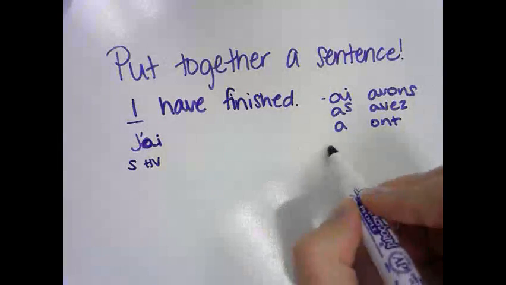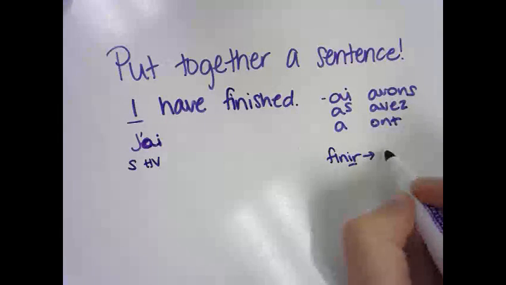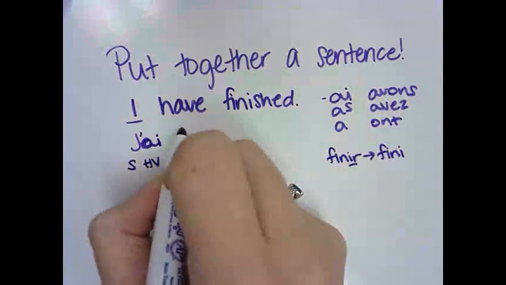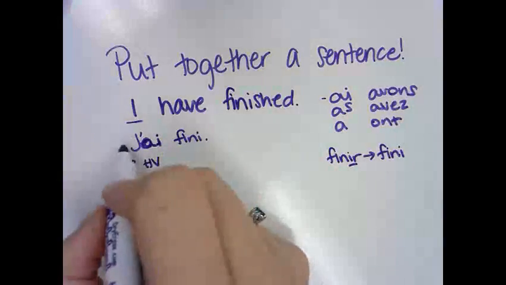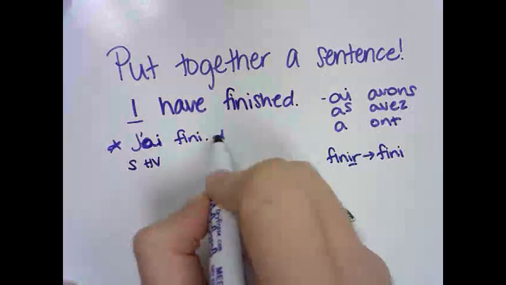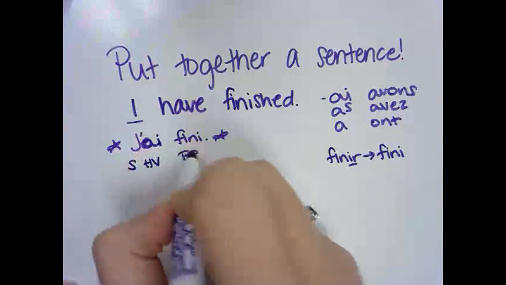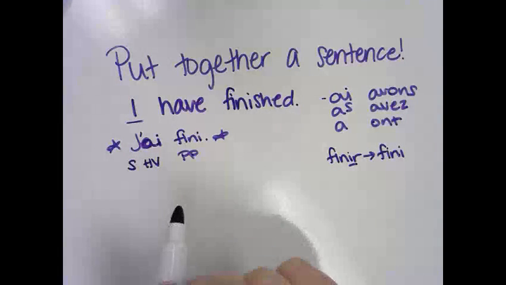The verb to finish is finir. And we just said the IR verbs go to I, so it's going to become fini. So we're going to put that after your helping verb, and it's going to become j'ai fini. I have finished. So that is the entire sentence, that is the entire process. Every time you have a past sentence with the passé composé, you need to make sure that you have a subject, a helping verb, and a past participle. If you don't have all three, you don't have the passé composé.